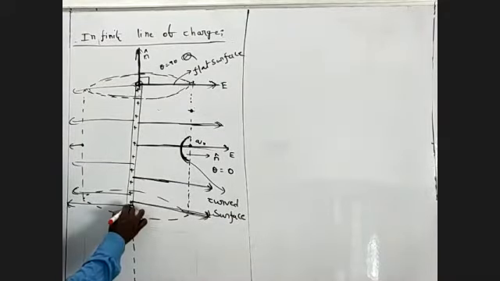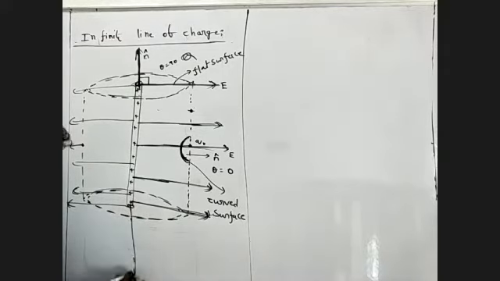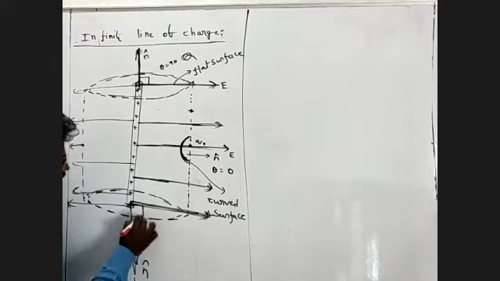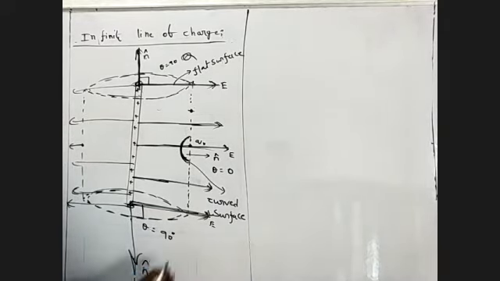Now this is one more. This is a circle, and this is a unit vector n cap. This is a flat surface. This is E bar. The angle between n cap and E bar is theta equal to 90 degrees.